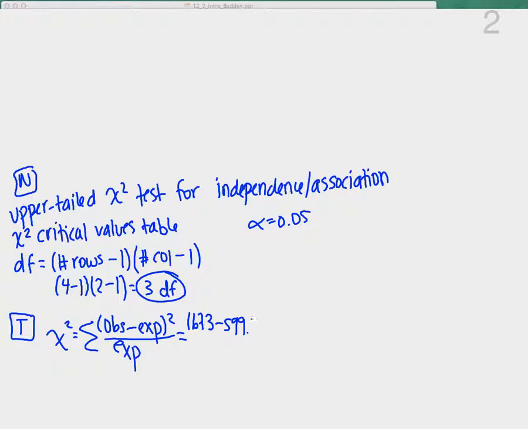this one, the 599.114 squared all over 599.114 plus... I don't care that you do all of them. I personally did the first one and the last one. So the last one being third class that survived. There were 178 third class passengers that survived. We would have expected 228.063.